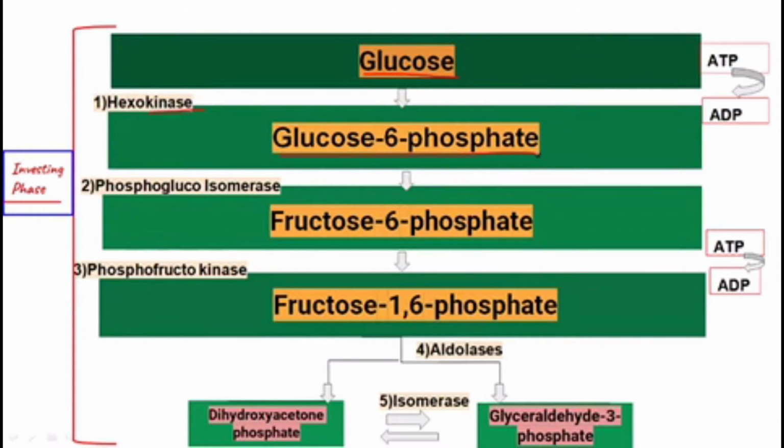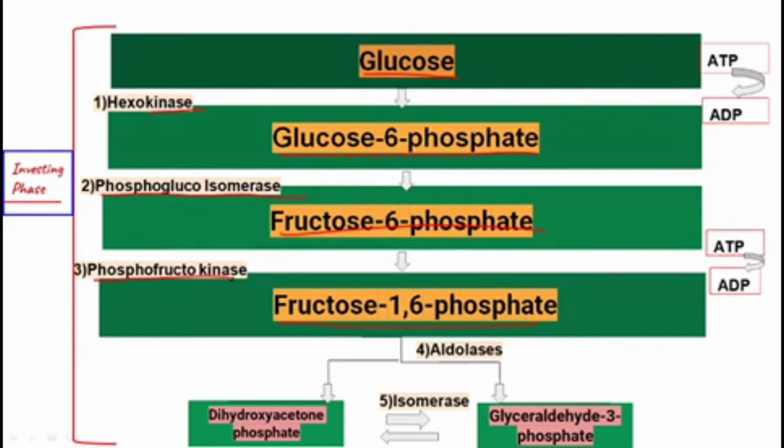to ATP. In the second step, glucose 6-phosphate is converted into fructose 6-phosphate. As these both are isomers, we use the enzyme phosphoglucoisomerase. In the third step, fructose 6-phosphate is converted into fructose 1,6-phosphate with the help of the enzyme phosphofructokinase, also known as the pacemaker enzyme. Here also we have used a kinase enzyme, so here also ATP will be converted into ADP.